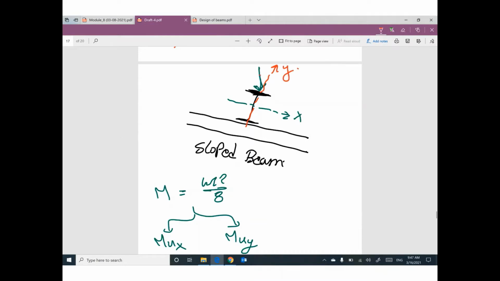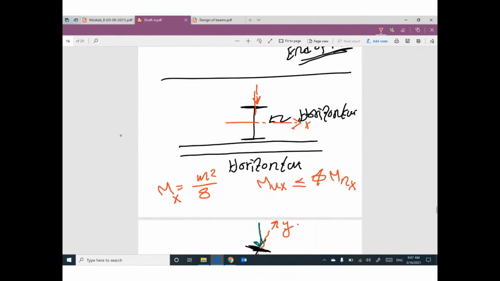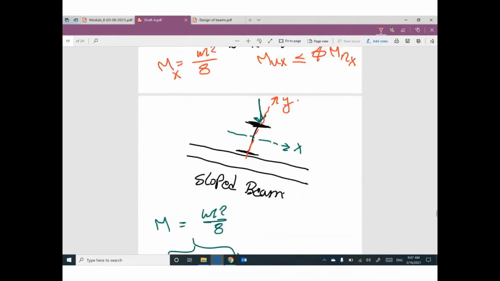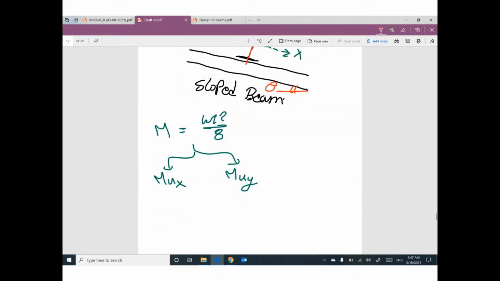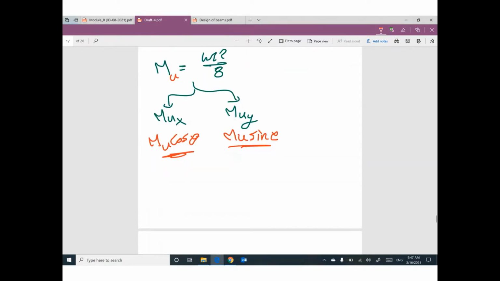Because the load does not match with the y-axis like the first one, where the load is matching with the y-axis. But in this case, no, we have an angle in between, this angle theta, which equals the inclined angle of the rafter. That means we will have two components of moment. M ultimate x will be M ultimate, which is WL squared divided by 8, times cosine theta. M ultimate y will be M ultimate sine theta. So we have, in this case, something called biaxial moment.